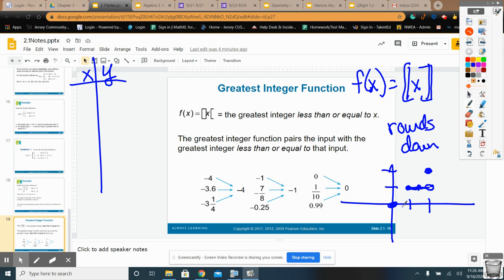If I plug in 0.5 into my round down, it rounds down to 0. So the 0.5 is on my graph, 0.6, all those. And you get these little stair step functions. They kind of look like this. Okay, so that is the greatest integer function.